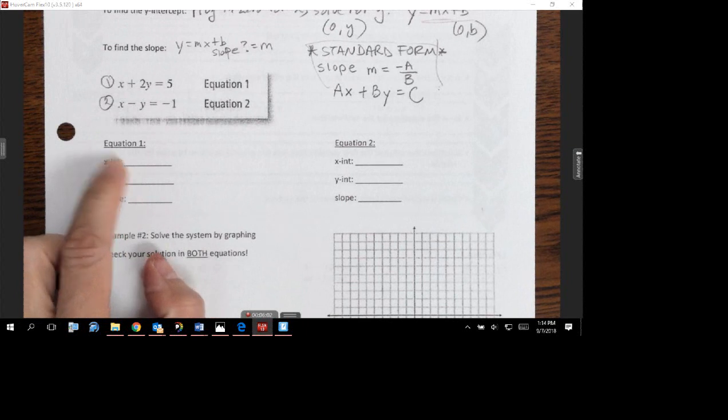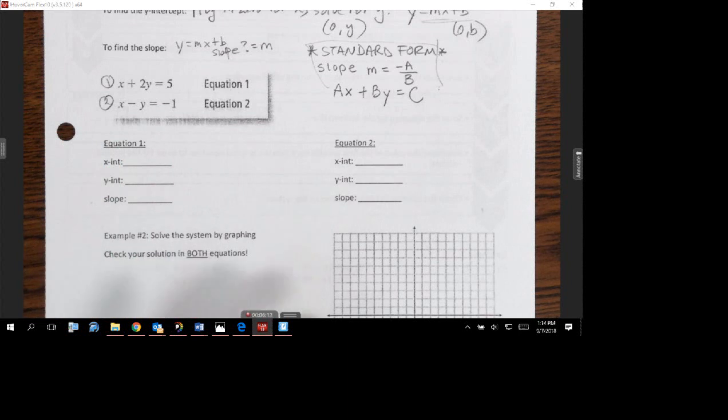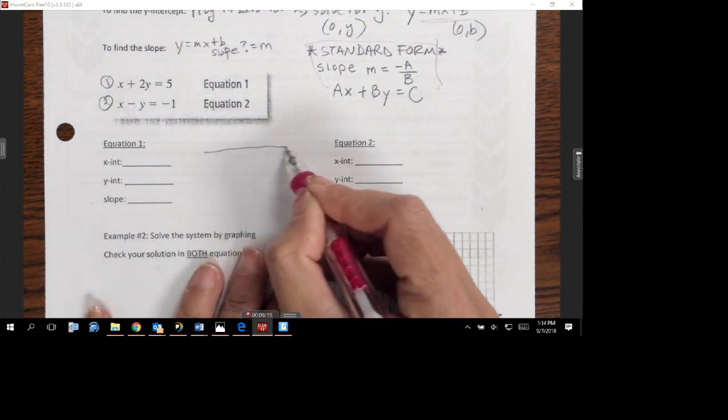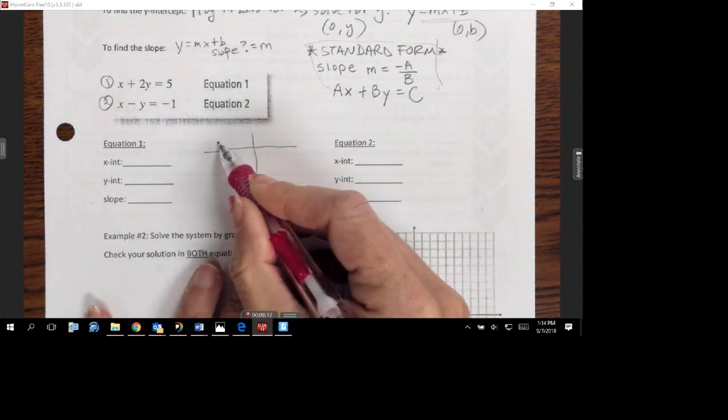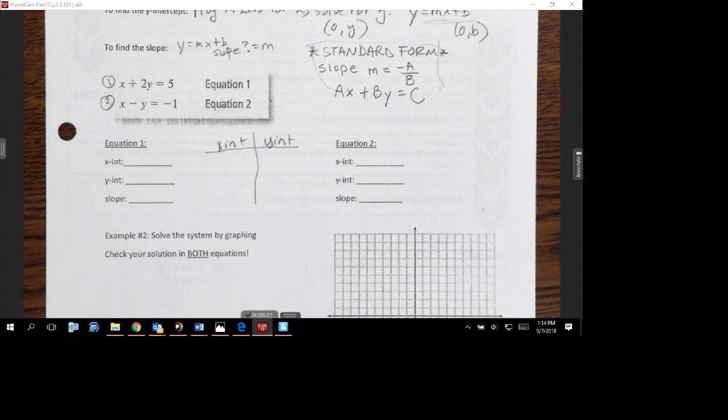The first thing we're going to do for equation 1 is find the x-intercept, find the y-intercept, find the slope, and then graph it. I'm going to organize my work maybe a little bit differently than I did before, and you don't have to use my way. You can do it however your way is. But I like to make a chart that has my x-intercept and my y-intercept, and I just do them side by side. Stay organized, so if I go back and look at my work, I remember what I was doing.